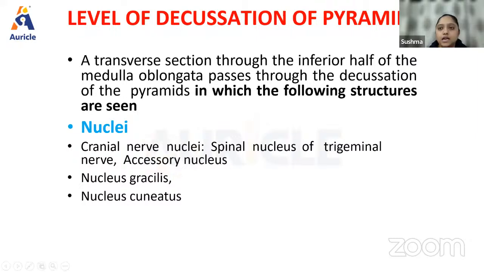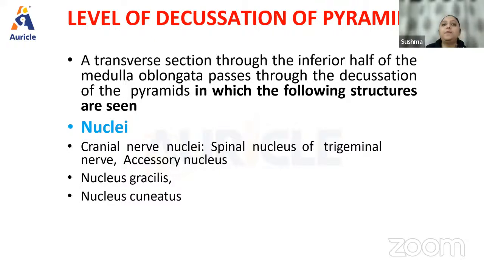Now, let's study it at the level of decussation of the pyramids. A transverse section through the inferior half of the medulla oblongata passes through the decussation of pyramids, in which the following structures are seen. Obviously, we are talking about the medulla oblongata. So, what cranial nerve nuclei can you see? Number one, you will see the spinal nucleus of the trigeminal nerve.